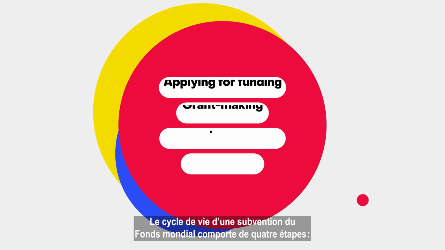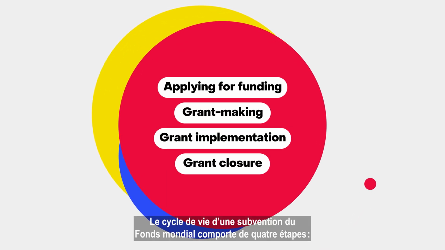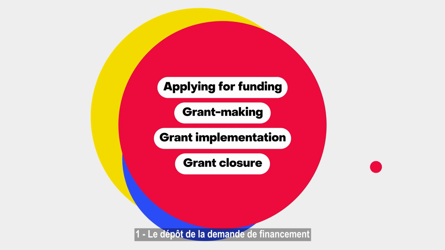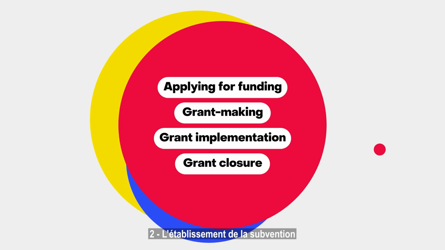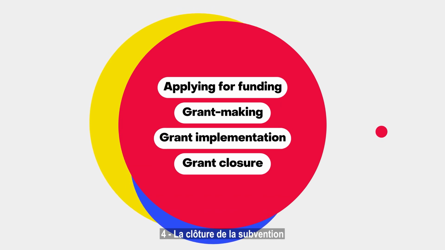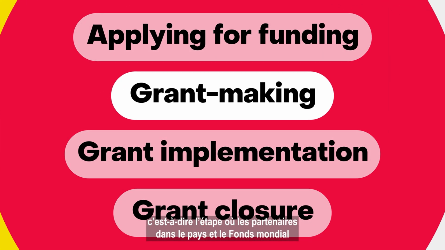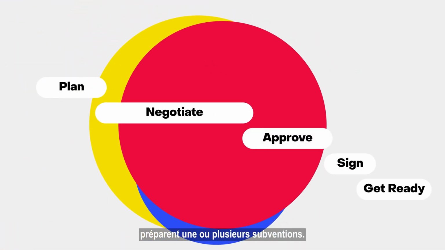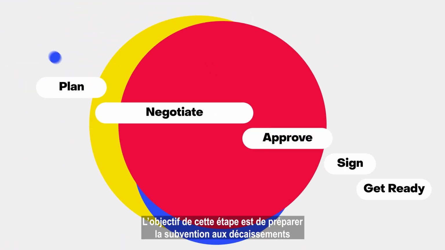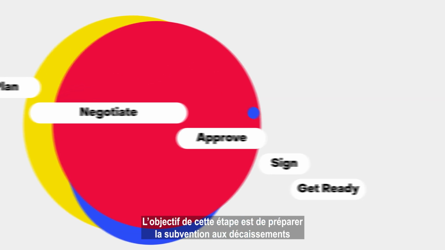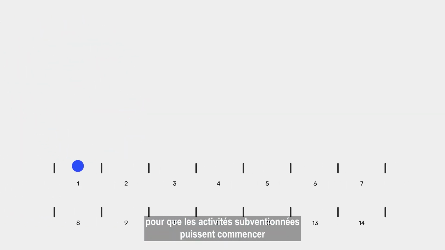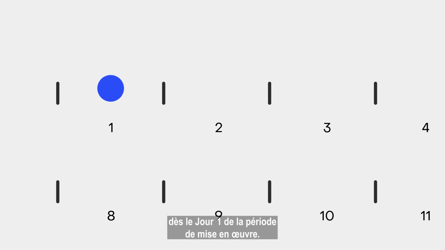The Global Fund grant lifecycle is composed of 4 stages: applying for funding, grant making, grant implementation, and grant closure. This video covers the key elements of the grant making stage, when in-country partners and the Global Fund develop one or more grants. The goal of grant making is to ensure grants are ready to receive disbursements and activities can begin on the first day of an upcoming implementation period, or day 1.